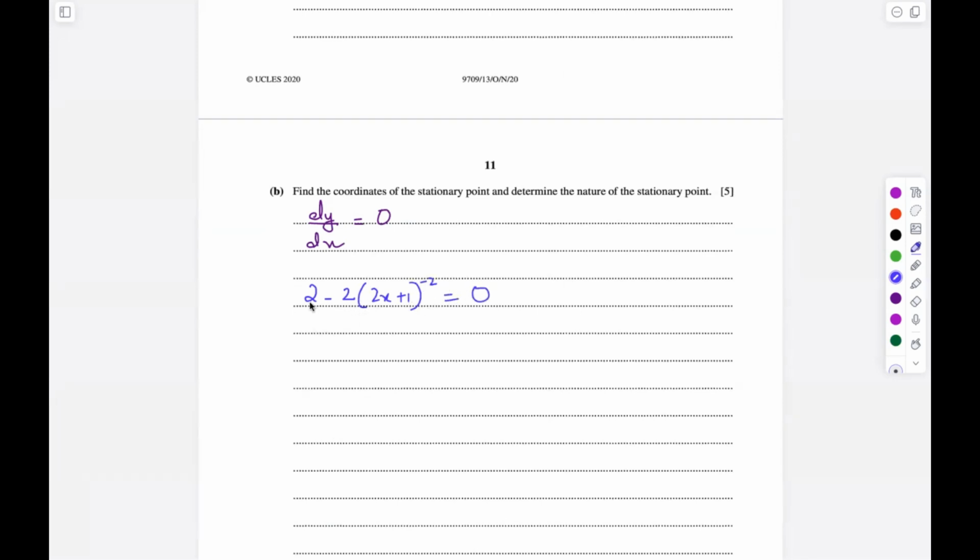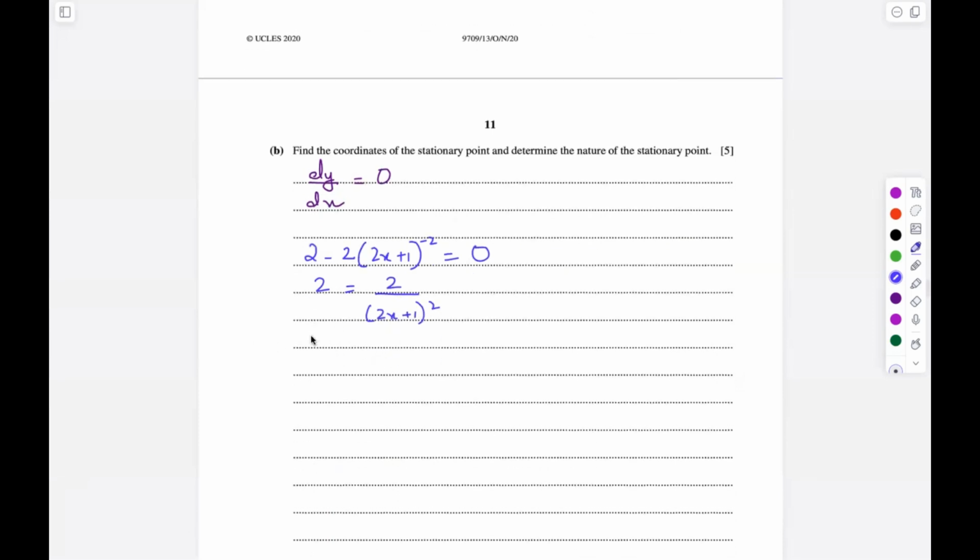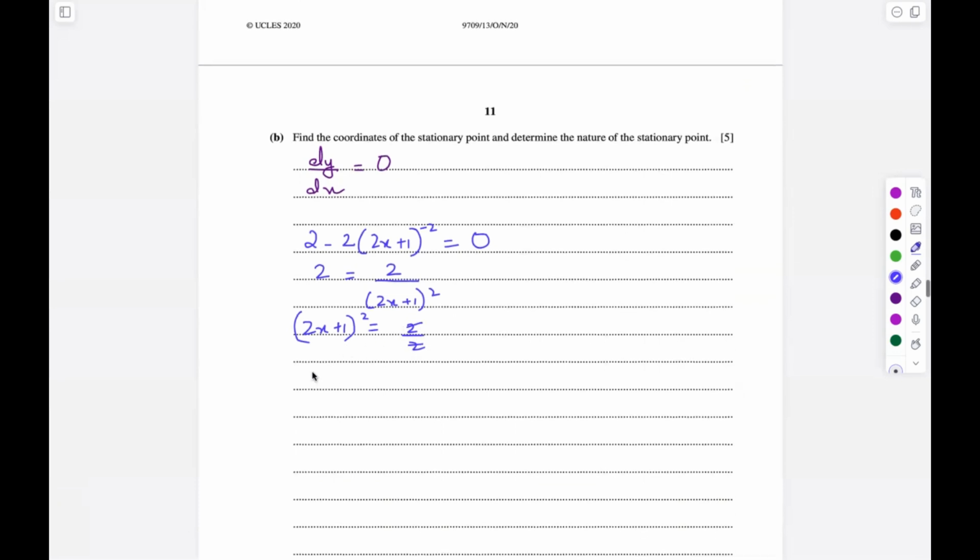Now to simplify this, we can take this on the right hand side to make it positive and bring the 2x plus 1 in the denominator. So that will become (2x plus 1) whole squared. Taking (2x plus 1) whole squared on the left hand side, we'll get (2x plus 1) whole squared is equal to 2 upon 2, and this will cancel out. So (2x plus 1) whole squared will be equal to 1.